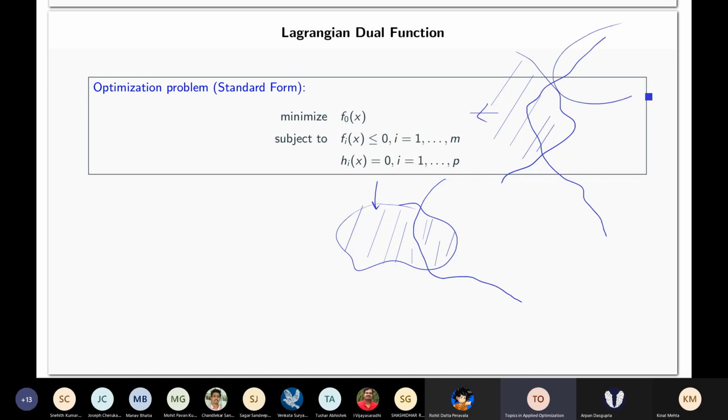And then in all this, I have some level curves of a function. So let us say some level curves are going on, like this. Now the question is, what do you do in this case?